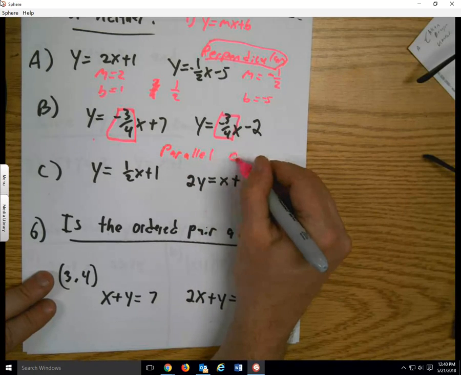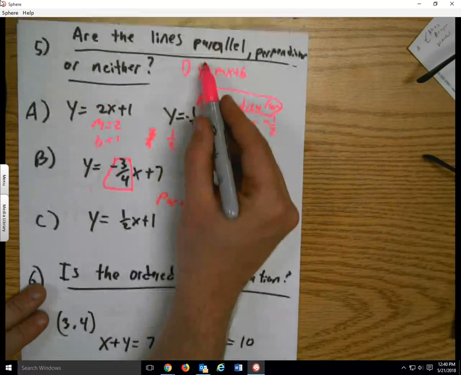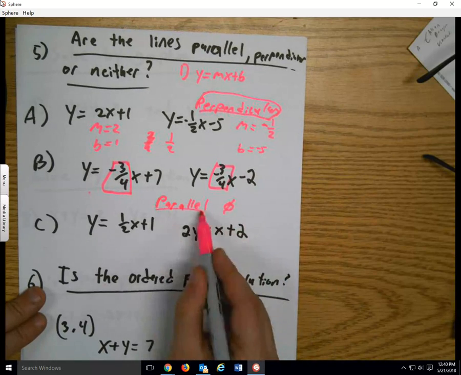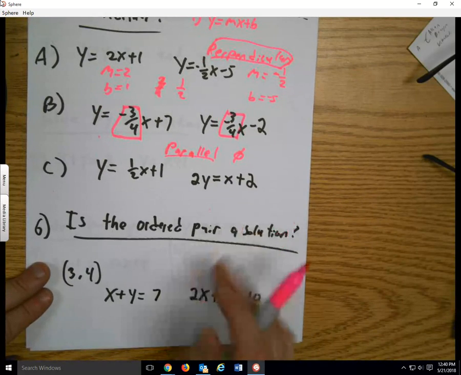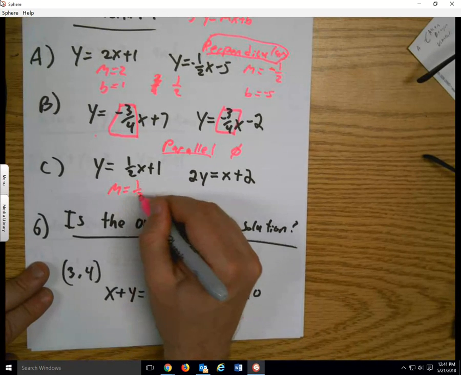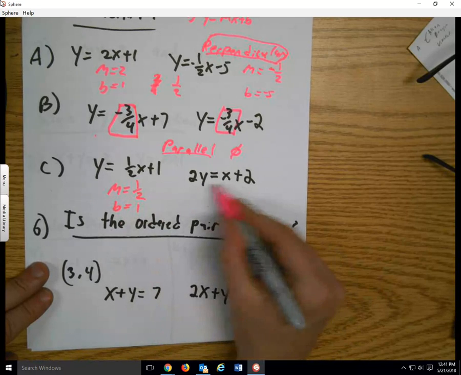Some of you are used to saying no solution for that, but remember this question is specifically asking, is it parallel? So even though that is correct, it's asking for this. Okay, and then here the m is 1 over 2, the b is 1, but we don't know the m and b on this one.